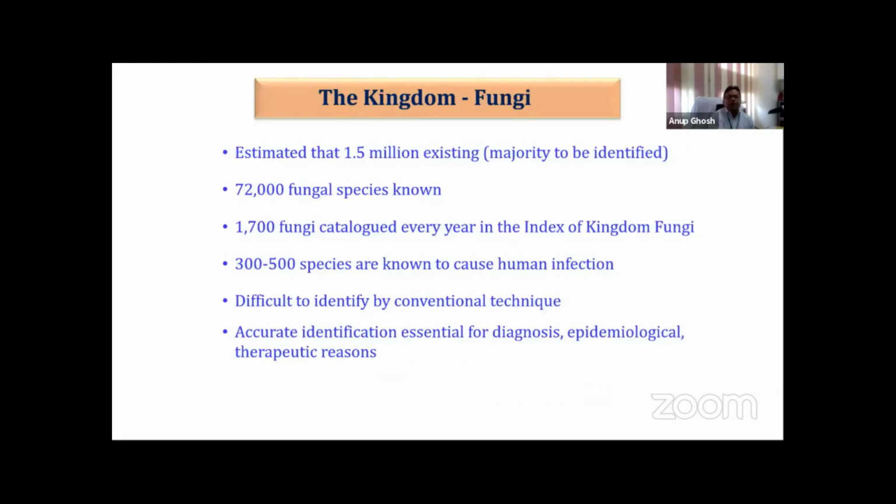my talk. Now, as the audience is basically interested in mycology, you know that in the world, about 1.5 million fungi exist, out of which 72,000 species are known. And it has been found that every year, around 1,700 new species are cataloged, and 300 to 500 of them are known for causing human infection.